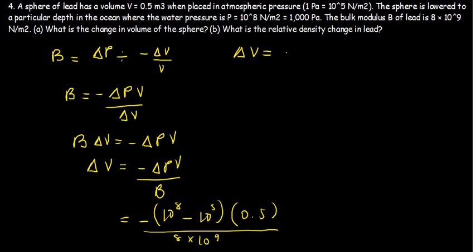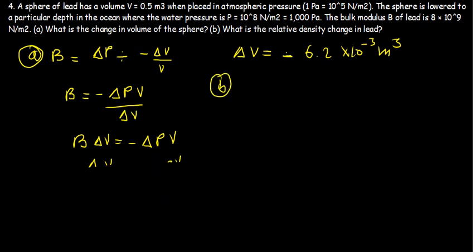Because there's a negative outside here, we shouldn't forget. The change in volume is always negative. That shows that there's a reduction in volume. So that will be negative 6.2 times 10 to the power negative 3 meters to the power 3. Now that you found the first question, that is the change in volume, now we go to the second one. Second one is saying, what is the relative density change?